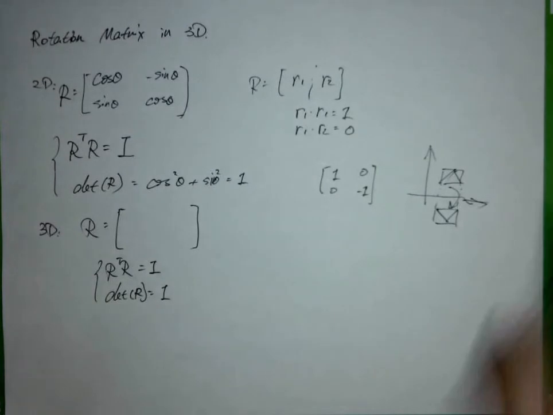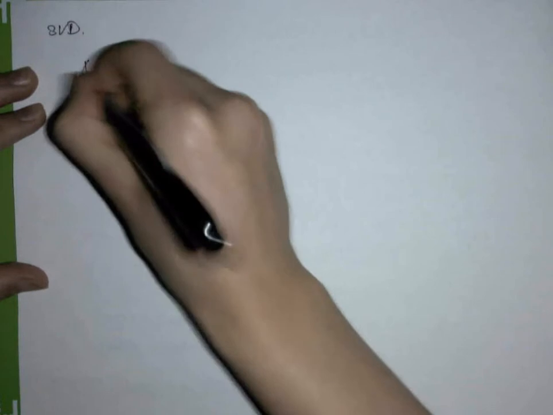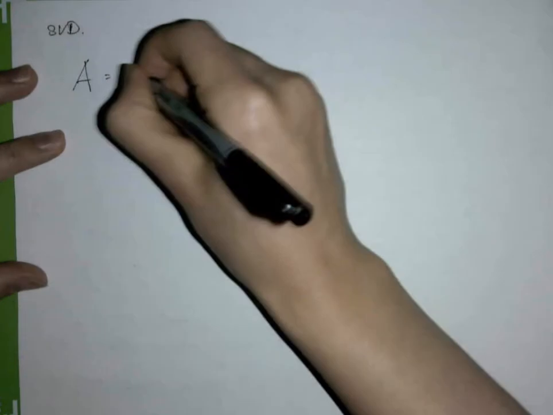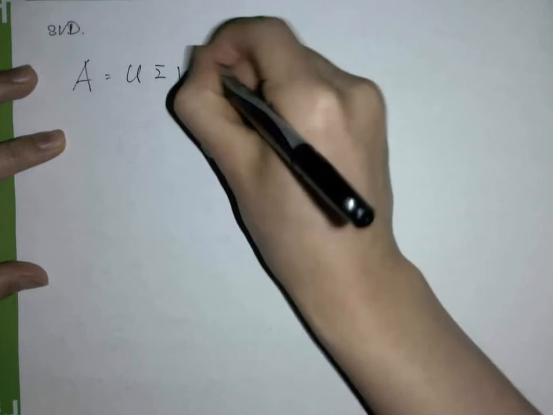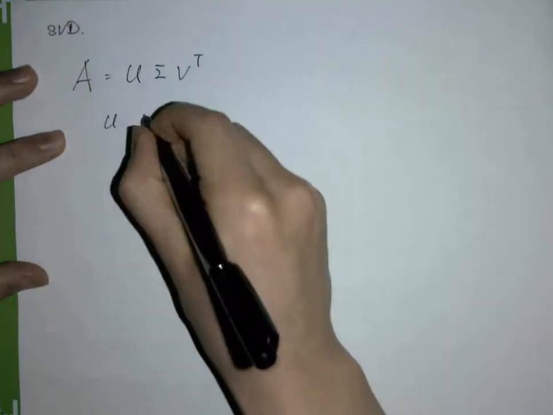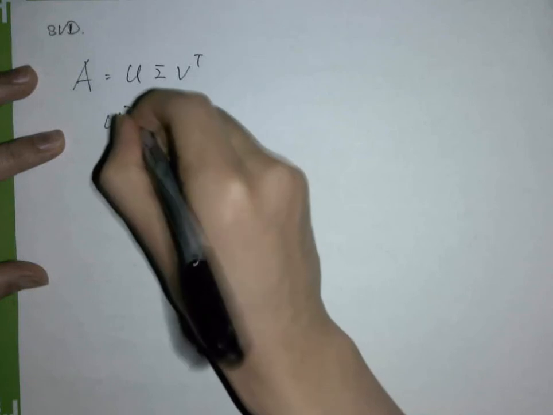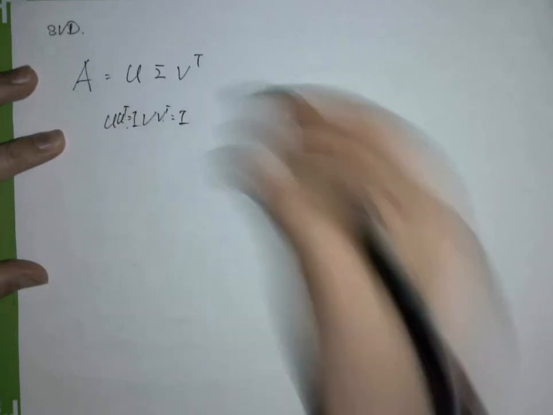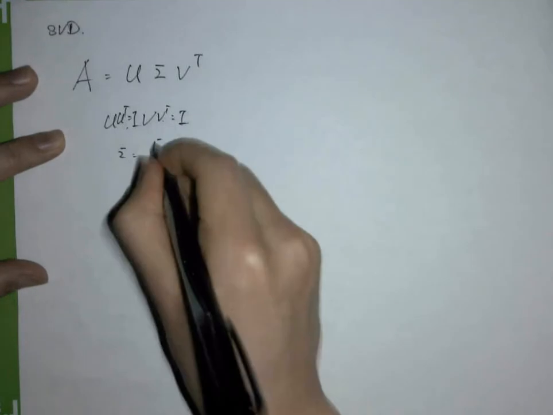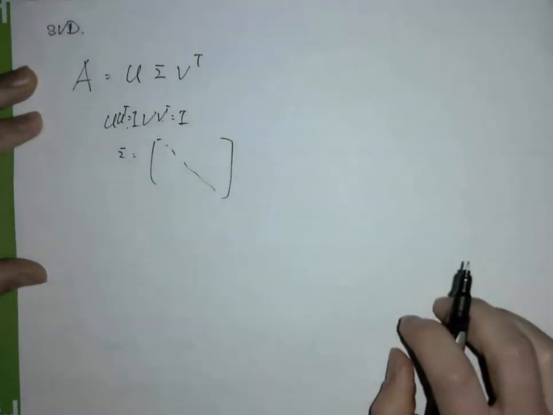The other thing I want to talk about before the class is the singular value decomposition. I assume all of you are familiar with this topic. If I have an arbitrary matrix A, I can do a singular value decomposition into U sigma V transpose, where both U and V are orthogonal matrices and sigma is a diagonal matrix with all positive elements. This is the traditional way of doing SVD.